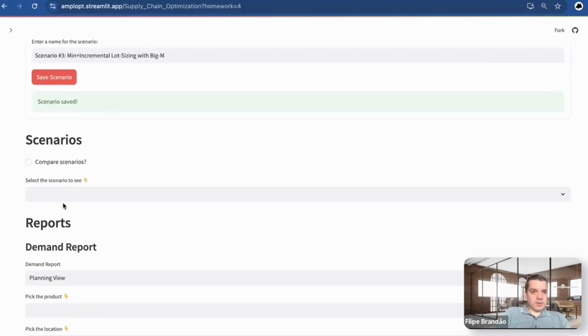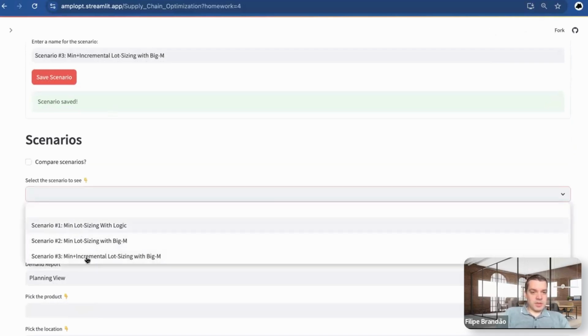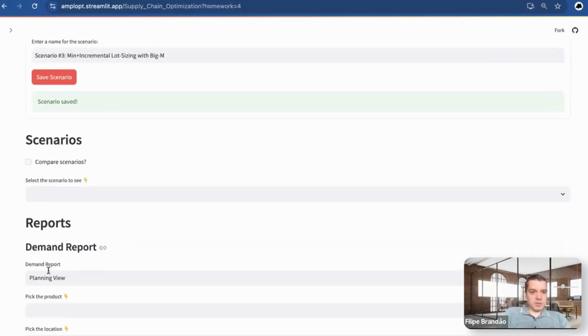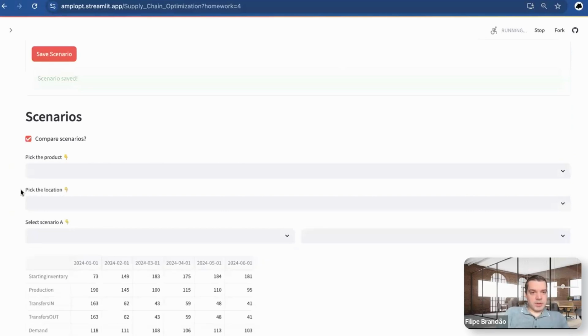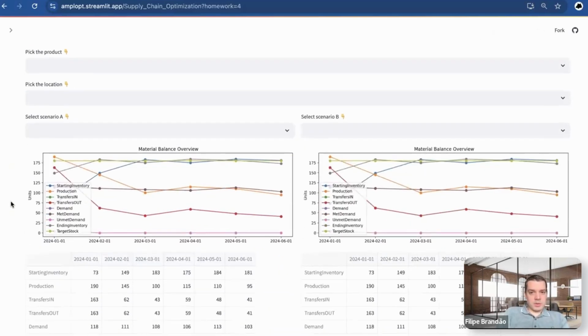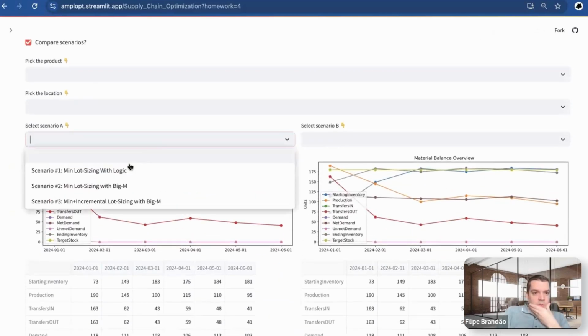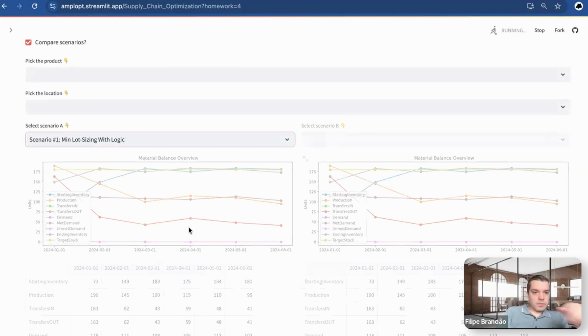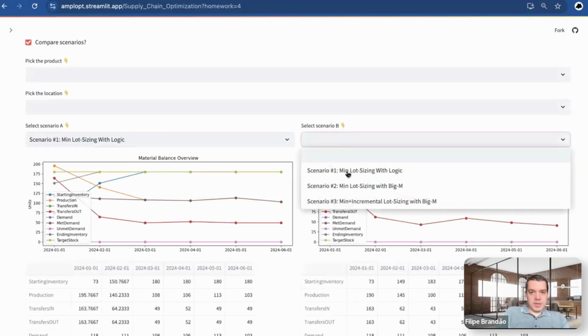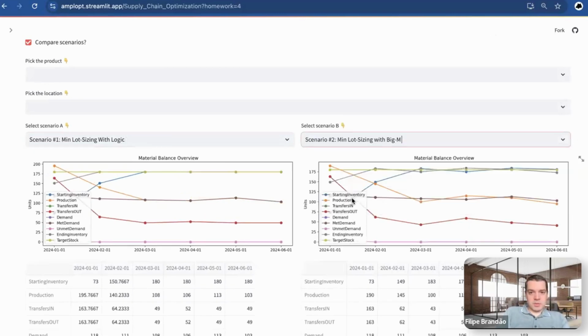Okay, and now that I saved the scenario, it is here, and I can either visualize just an individual scenario, essentially updating the reports to show that scenario, or I can pick two and compare. So for instance, minimal lot sizing with logic compared against minimal lot sizing with big M.